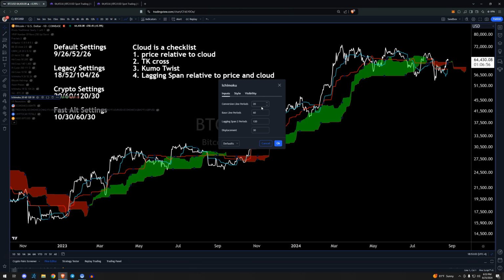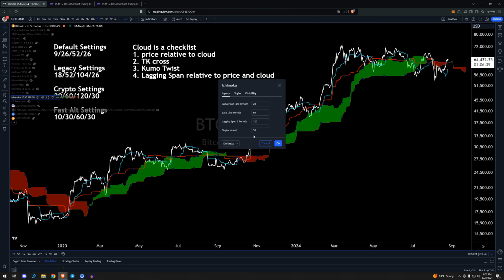I'm not trying to get you to use them. I'm just telling you why I use them. Use whatever you want. I don't really care. Use whatever makes you money. But if you're wondering why my clouds might look different, this is why. So 20, 61, 20, 30 is what I use on the crypto clouds.